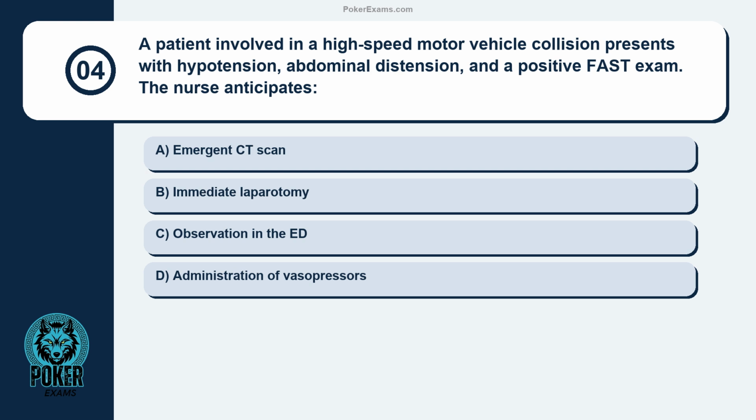Question 4. A patient involved in a high-speed motor vehicle collision presents with hypotension, abdominal distension, and a positive FAST exam. The nurse anticipates emergent CT scan, immediate laparotomy, observation in the ED, administration of vasopressors.